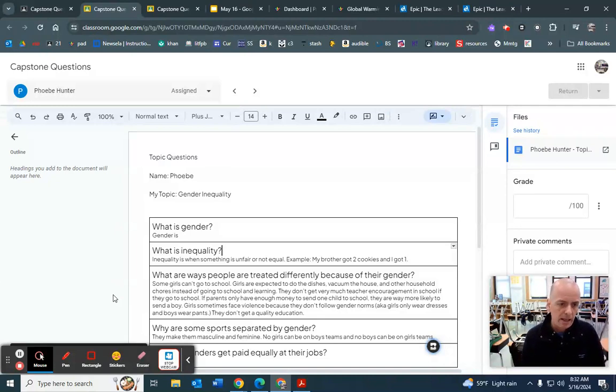So here's an example of where it can have more detail. What are ways people are treated differently because of their gender? Some girls can't go to school. Girls are expected to do the dishes, vacuum the house, and other household chores instead of going to school and learning. Now, I would like for it to come from the source. I believe what the sources would say is that oftentimes families are poor and they need, in certain places, girls to work to allow other people in the family to work. Be specific. Don't go off just what you're thinking. Get examples from what you're reading.